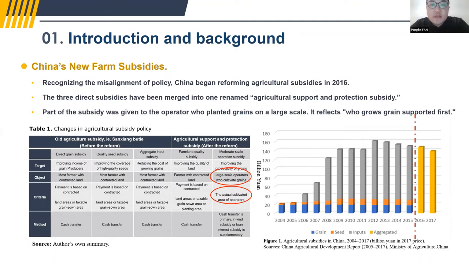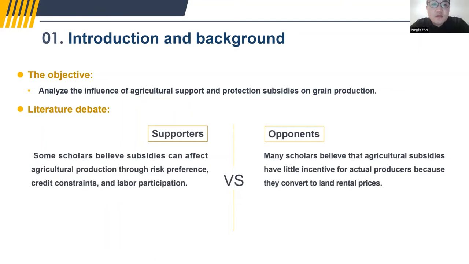As you can see, the three direct subsidies have been merged into one, renamed agriculture support and production subsidy. And from table one, it is clear that part of the subsidy was given to the operators who planted grain on a large scale. It reflects that those who grew grain are supported first. In general, my paper aims to analyze the influence of the new subsidy on grain production. Even though much public money is dedicated to the grain subsidy program, different scholars have different points, and the impact of the program remains unclear. It is why we focus on this question.